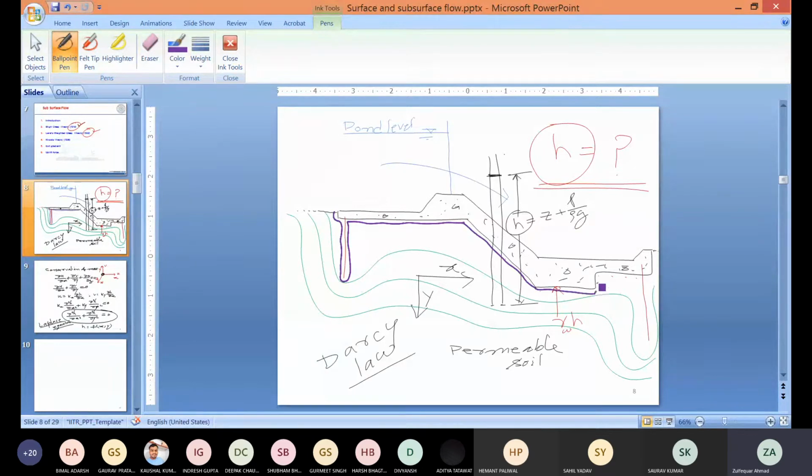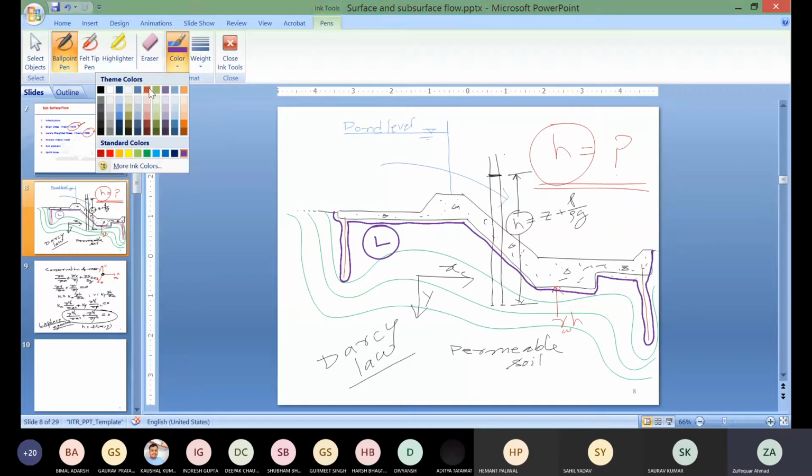And again it goes like this, and here is the downstream sheet pile that it will go along. Now the total length of the creep is L. So this is the total length of the creep. And what is the head of the water here?